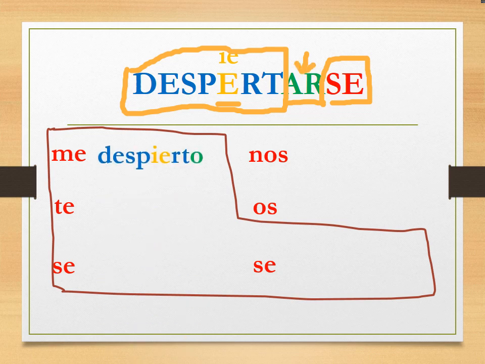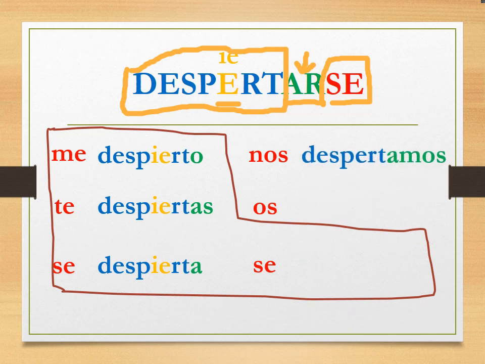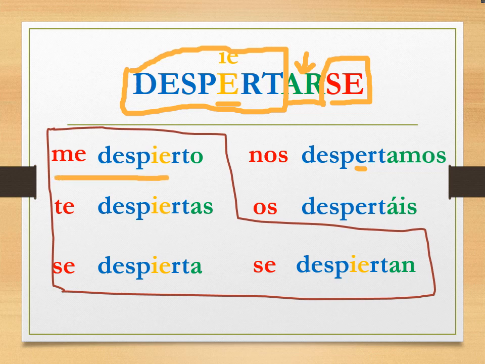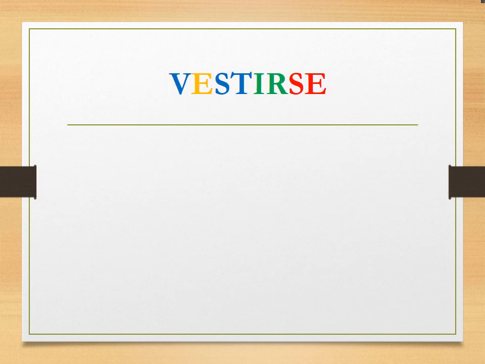So what's this look like? Despierto. The E went to IE inside the boot, and it ended in an O because it's an AR verb and it's the yo form. So me despierto, te despiertas, se despierta, nos despertamos. Notice that the E did not change because you're outside the boot. Os despertáis, and then you have se despiertan. So I get up at 8 o'clock. Me despierto a las 8 de la mañana. I wake up, or it's more I wake up, not get up.